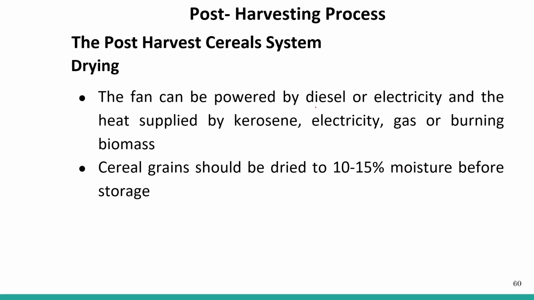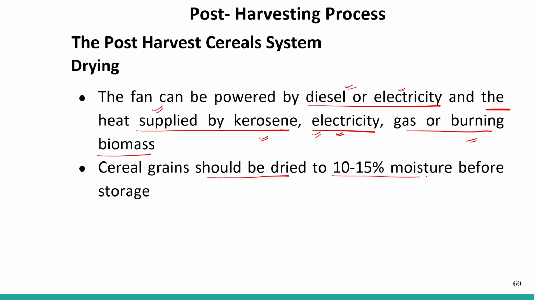The fan can be powered by diesel or electricity, and the heat supplied by kerosene, electricity, gas, or burning biomass. So we can burn any material with the help of kerosene or electricity, gas, or burning biomass, right? And we can have a fan that is powered by diesel or electricity. The heat from burning biomass or kerosene makes its way towards the seeds with the help of the fan. Cereal grains should be dried to 10 to 15% moisture before storage.